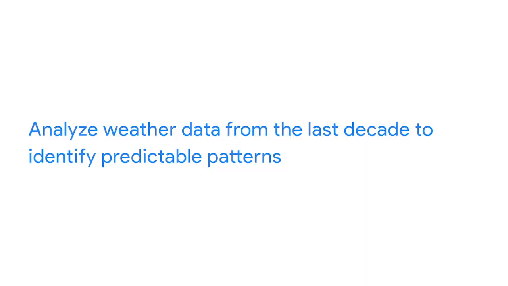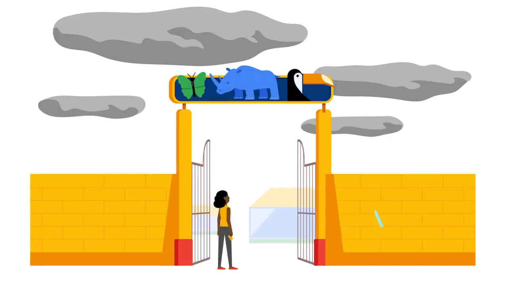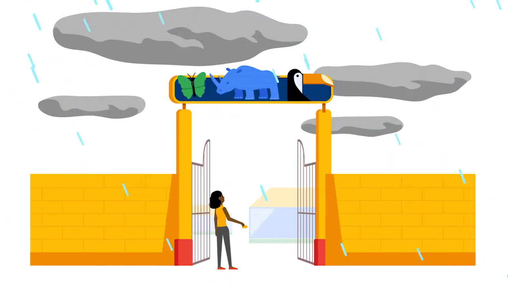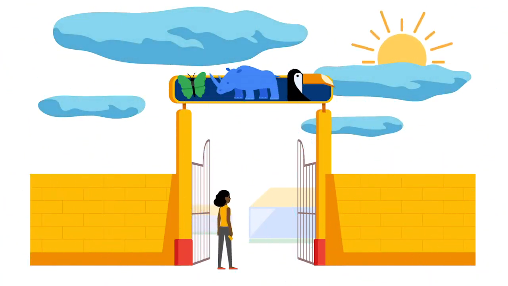Let's stick with our zoo example and see if we can imagine what a business task for a zoo might look like. We know the problem. Unpredictable weather was making it hard for the zoo to anticipate staffing needs. So maybe the business task could be something like analyze weather data from the last decade to identify predictable patterns. The data analyst could then plan out the best way to gather, analyze, and present the data needed to solve this task and meet the zoo's goals. Then, using data, the zoo would be able to make informed decisions about their daily staffing.